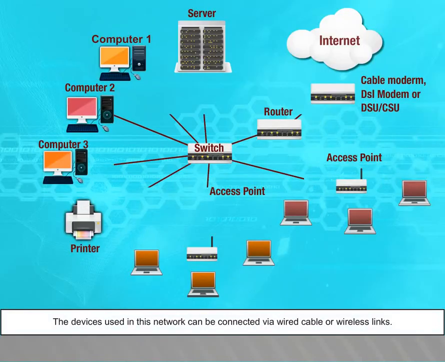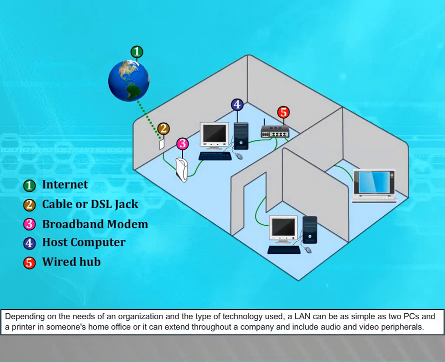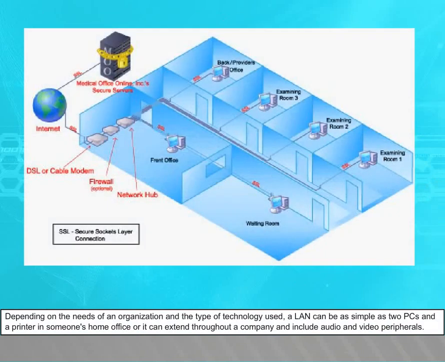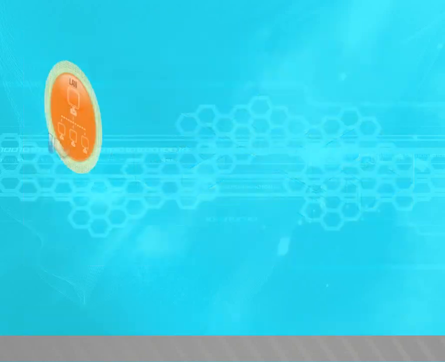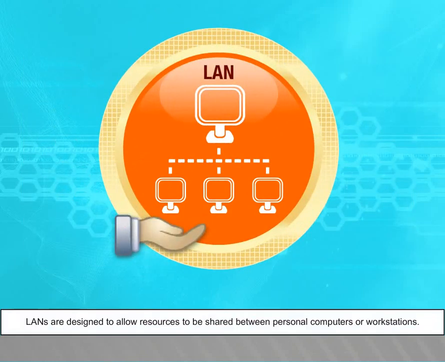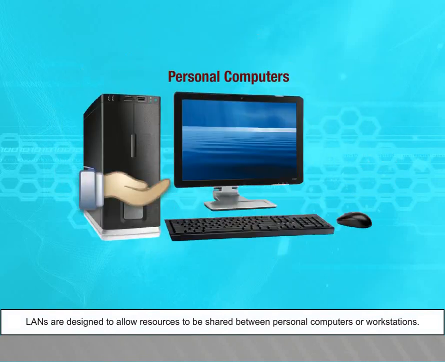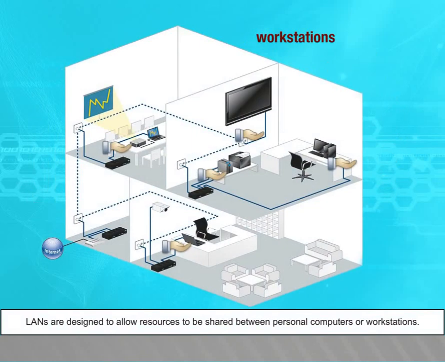The devices used in this network can be connected via wired cable or wireless links. Depending on the needs of an organization and the type of technology used, a LAN can be as simple as two PCs and a printer in someone's home office, or it can extend throughout a company and include audio and video peripherals. LANs are designed to allow resources to be shared between personal computers or workstations.